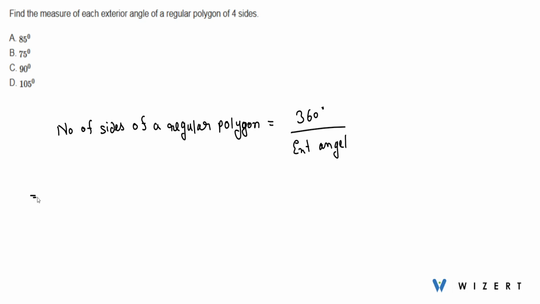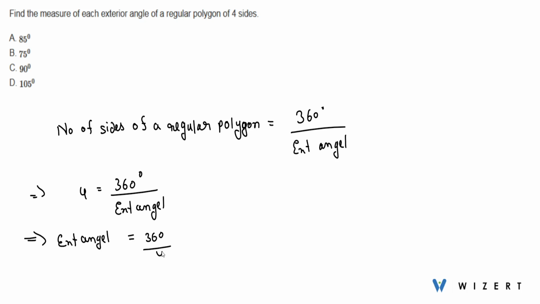So, in the question, the number of sides is equal to 4. So, 4 equals 360 degrees upon the exterior angle. So, the exterior angle will be equal to 360 degrees upon 4. So, it will be equal to 90 degrees. Therefore, the value of the exterior angle is 90 degrees.